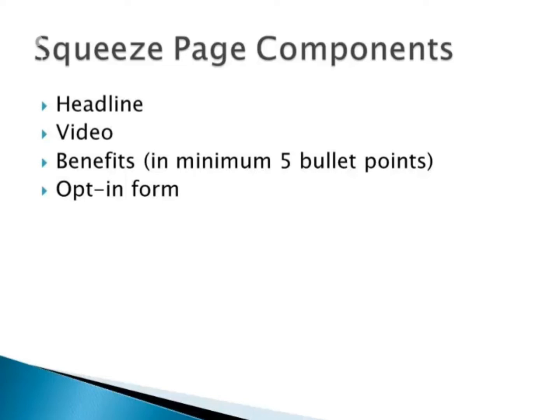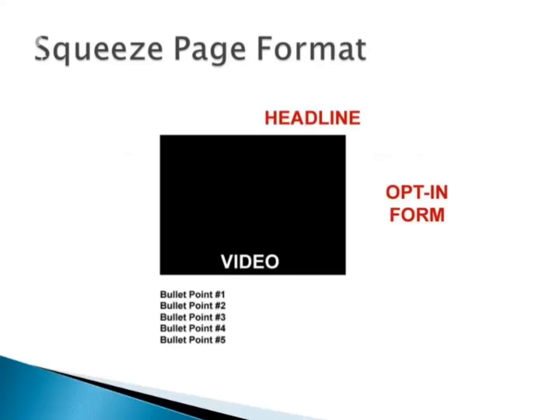visitors. Squeeze page format. Here's a diagram of the squeeze page format. You can see that the headline is at the top of the video, which takes up prominent space in the page, is aligned to the left, followed by the bullet points 1 through 5. Lastly, the opt-in form is situated on the right-hand side of the page. It is a very easy and simple design, and this has been proven to convert well for most internet marketers. In fact, at the time of producing this course, this is a relatively new discovery.